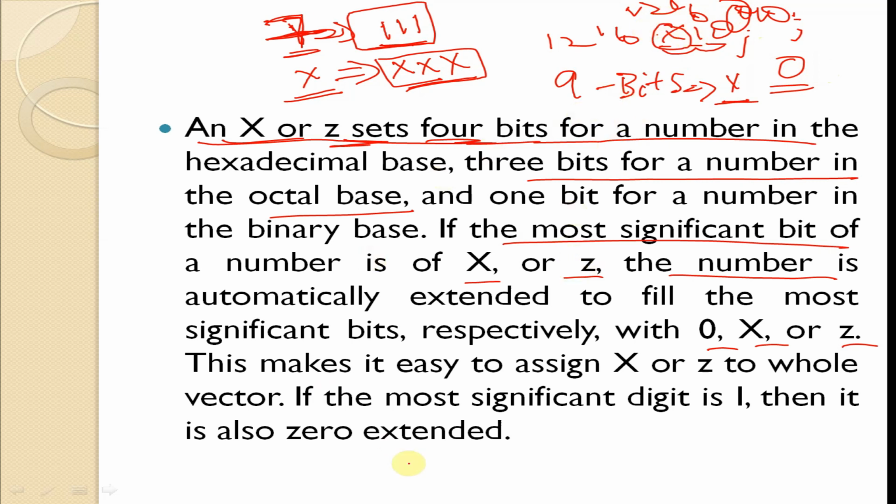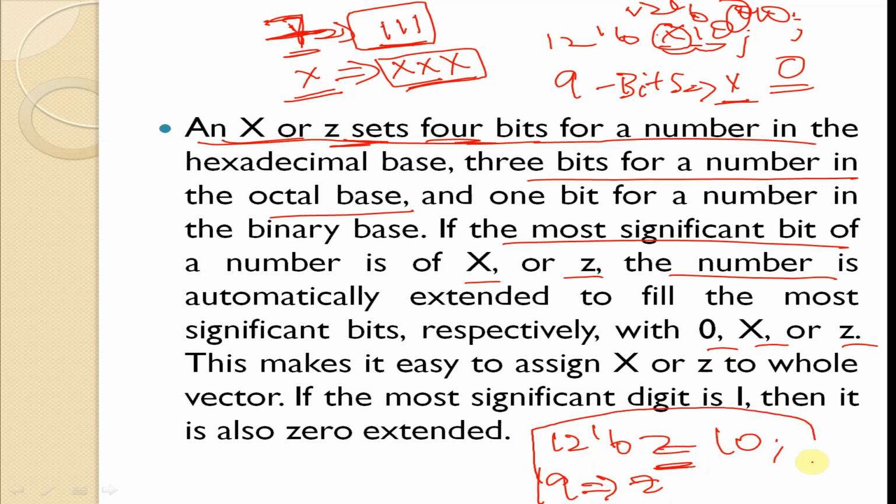If it is high impedance, for example, 12 tick binary Z10, here the MSB is Z, so the remaining 9 bits will be filled by Z. So this is also a very important point. This particular point will be asked in interviews also, like they will give a particular number and they will ask what the remaining bits are. So this is a very important point to remember. So is this clear for everyone?